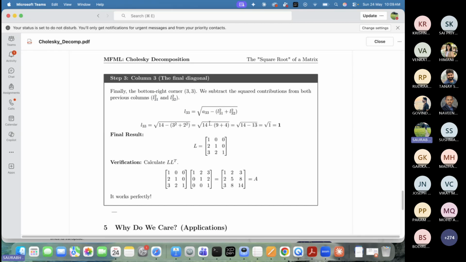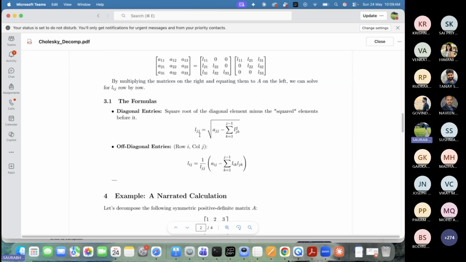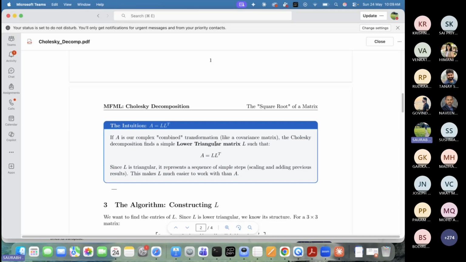This is exactly what is asked of you in the assignment. You'll have to do the same steps listed here to get to the matrix A by multiplying L into L transpose. This is called Cholesky decomposition.